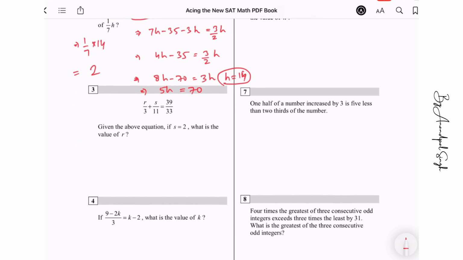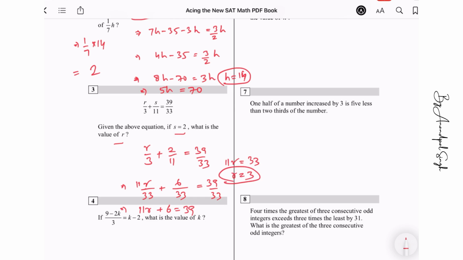In the equation above, if s equals 2, what's the value of r? Just put s equal to 2, we get r by 3 plus 2 by 11 equals 39 by 33. Now making the LCM equal for all of them, the denominator can be made equal by multiplying by 11, and here we can multiply by 3, 39 over 33. It simply means 11r plus 6 equals 39, means 11r is equal to 33, means r equals 3, so the answer is 3.